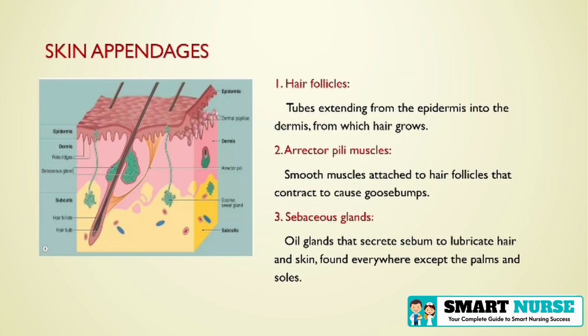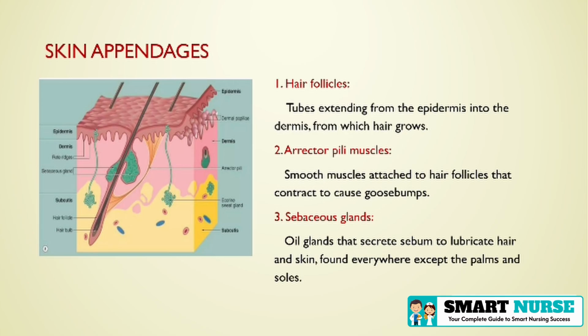The skin appendages. The first one is hair follicles. What are hairs? Hairs are present on the skin covering almost all parts of our body except our palms, soles, sides of our fingers and some parts of our external genitalia. The length, texture and distribution of hair are different in males and females.